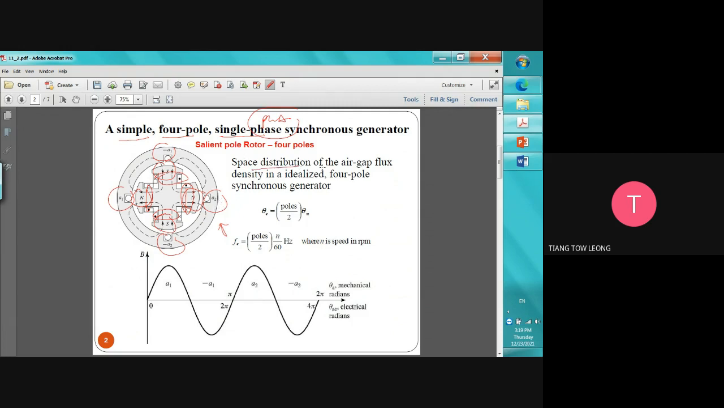So the spatial distribution of the air gap flux density is idealized for a four-pole synchronous generator. B versus theta, maybe from here, 0 degree is this one, and then 2 pi, which is 360, is also 0. So we can see 180 is here, and it is also 0.